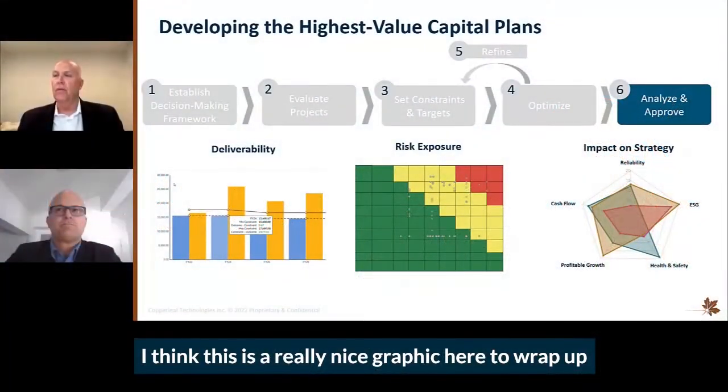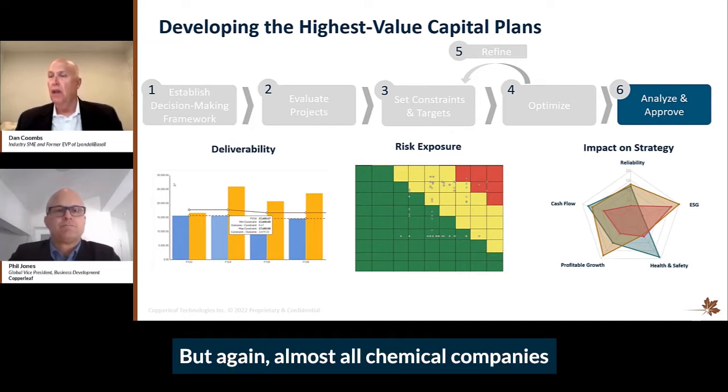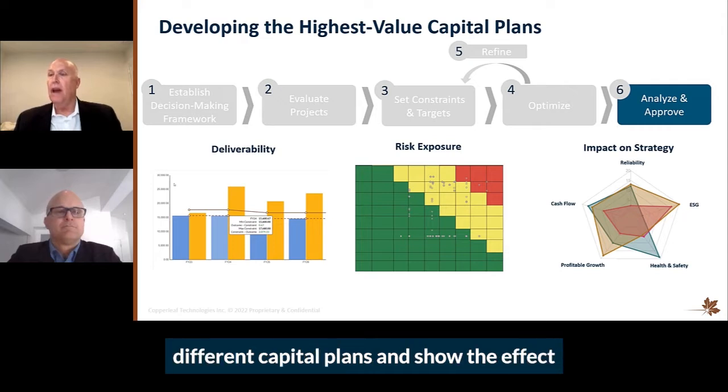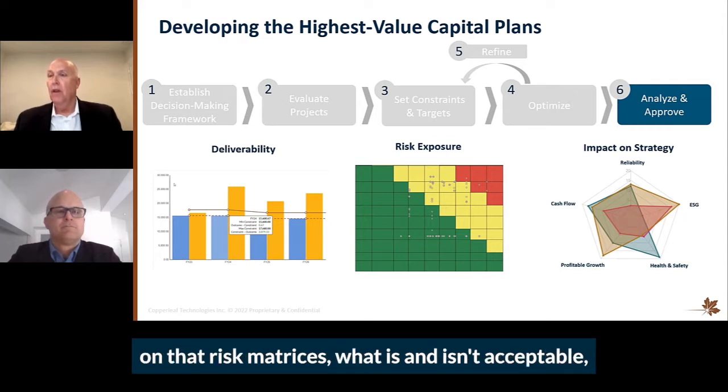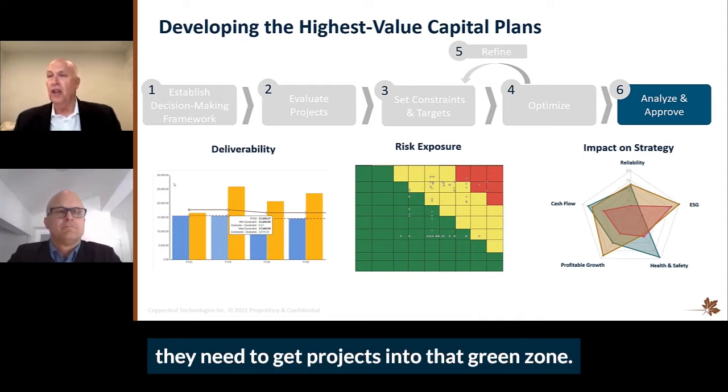I think this is a really nice graphic here to kind of wrap up the process, and companies go through this. But again, almost all chemical companies use risk matrices, and they can run different capital plans and show the effect on that risk matrices, what is and isn't acceptable, what their target levels are, and how soon they need to get projects into that green zone.